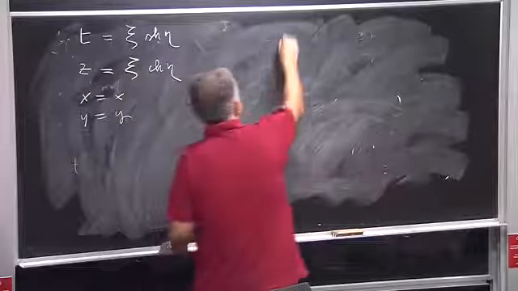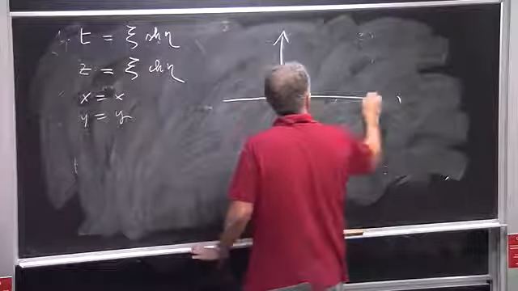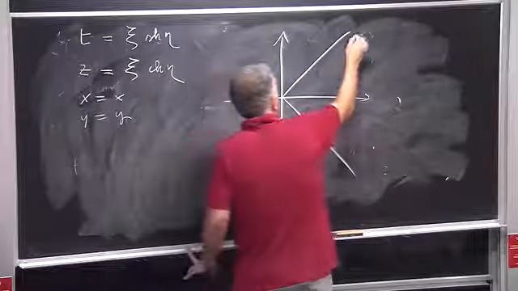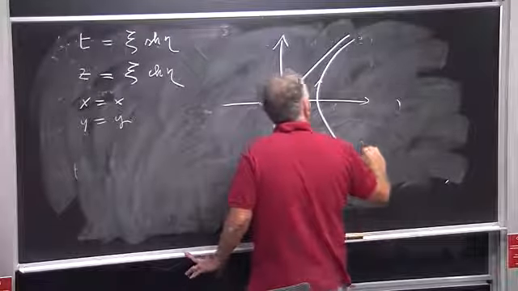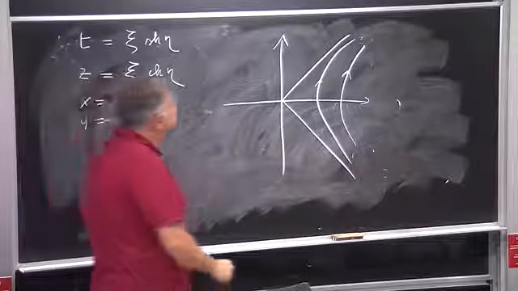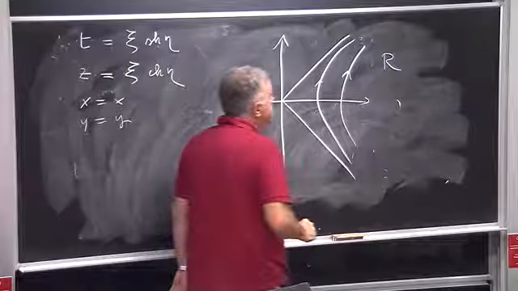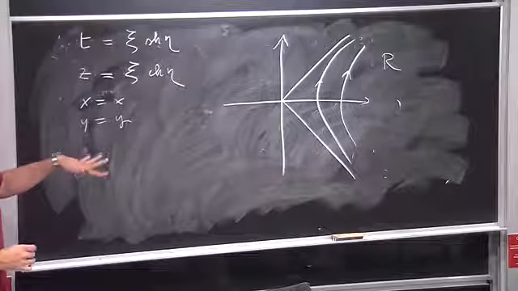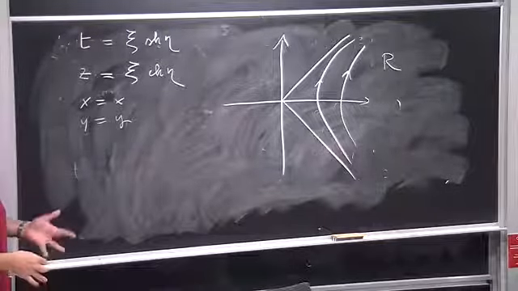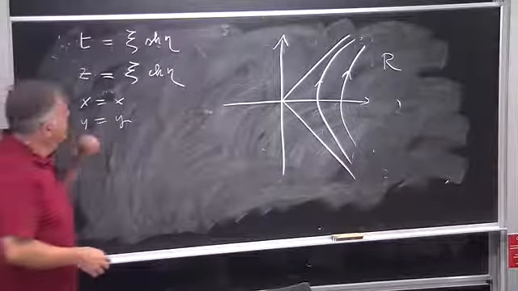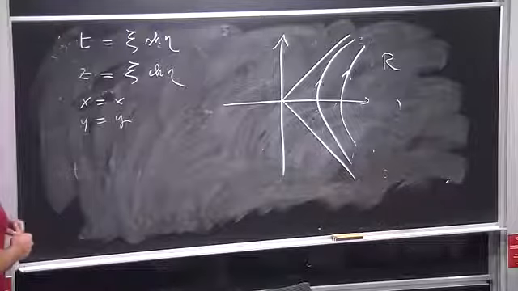This covers this part of the Minkowski space. Okay. This part of the Minkowski space, which we can call the R region. I'm doing this description in some detail, because when we do the black hole, it's more or less the same thing. Okay. We are covering this region of the Minkowski space with this set of coordinates.